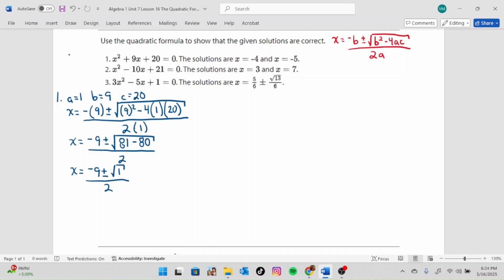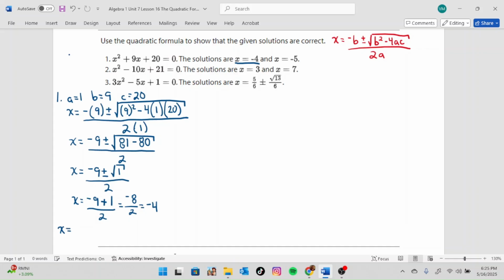So now we're going to have two different answers. First, when we say that x equals negative 9 plus 1, because the square root of 1 is 1, divided by 2, negative 9 plus 1 is negative 8, and negative 8 divided by 2 is negative 4. And we can see that that matches the first solution they gave us on number 1.